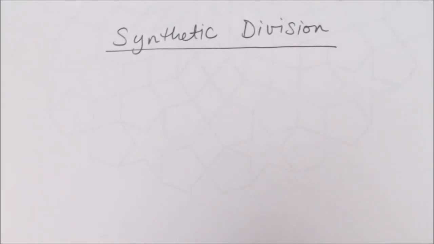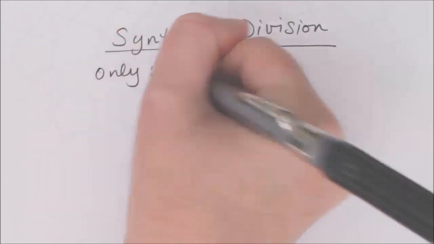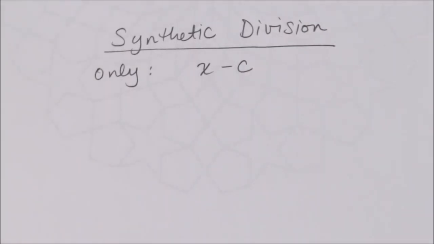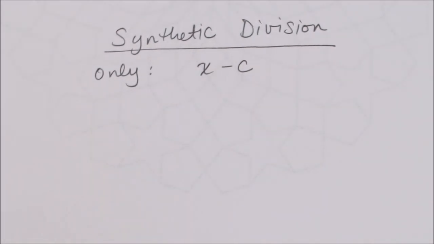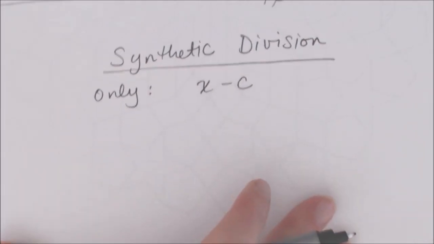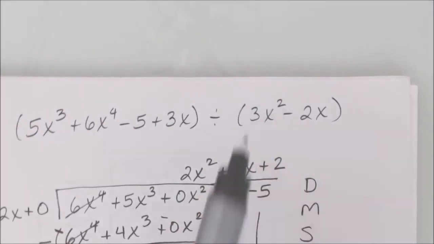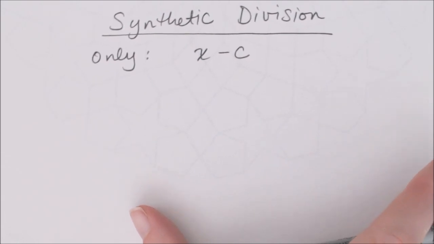But the trick with synthetic division is it can only work when you're dividing a polynomial by a linear factor, x minus a number or x plus a number. So when you're dividing by a linear factor, that's when you can use synthetic division. We couldn't have used it in the last example because we were dividing by a quadratic factor, the x squared. But anytime we're dividing by a linear factor, we can use synthetic division.